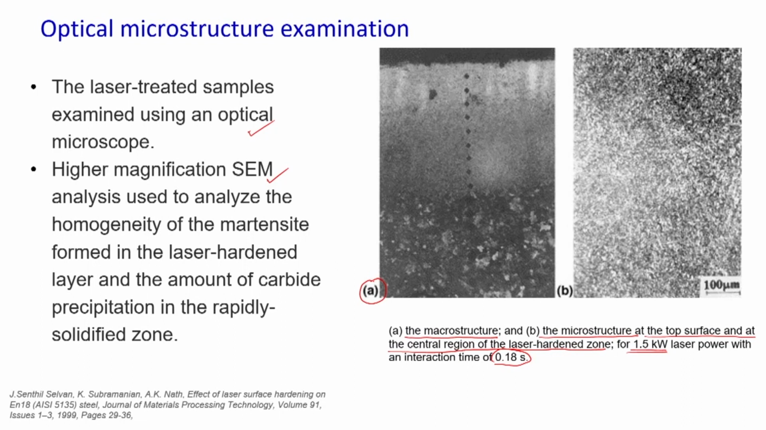The treated samples were examined using an optical microscope, and later the higher magnification SEM, scanning electron microscope, was also used to analyze the homogeneity of the martensite formed in the laser hardened layer and the amount of carbide precipitation in the rapidly solidified region. So, it is not only the optical microscope; the higher magnification SEM was used, and the homogeneity of the martensite formed during this operation was studied.